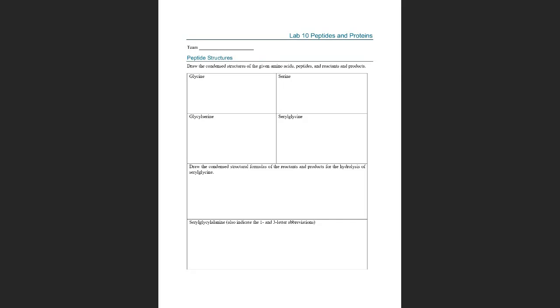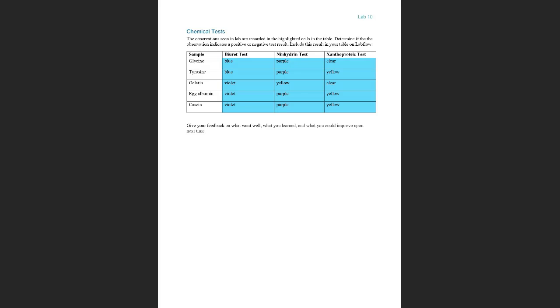So let's look at the experiment. The last part that we are going to do is 3 tests. Let's look at the chemical tests and then we will go over them again. The last part of the experiment is the chemical tests. Only 3 tests, as you see here: biuret test, ninhydrin test, and xanthoproteic test.